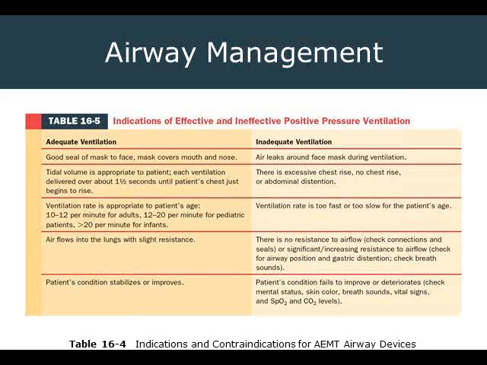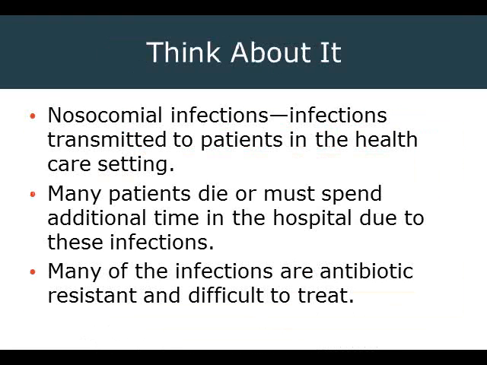Ventilatory rate is based off of their age group, usually 10 to 12 for adults, 12 to 20 for peds, and a little more than 20 for infants. Outside that, of course, would be inadequate ventilation. Air flows to the lung with very slight resistance. Inadequately would be there is no resistance to airflow, it just flows in easy, or it's so over the top that we can't hardly move any air in. If the patient starts to stabilize and improve, it's usually a good sign. If they start to deteriorate, of course, that's not.